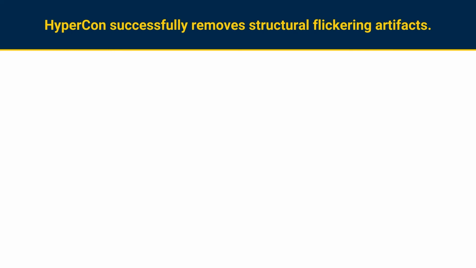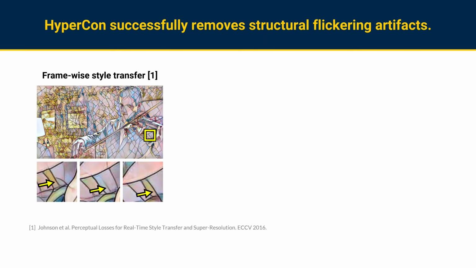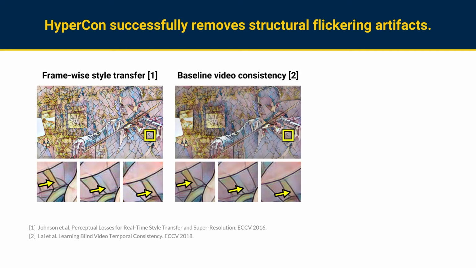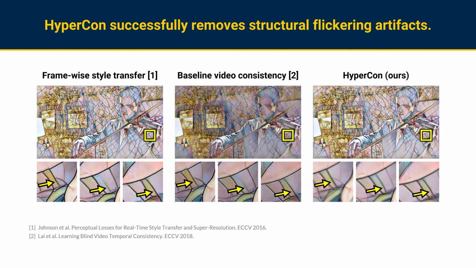For style transfer, we compared against applying an image style transfer model frame-wise, as well as post-processing the frame-wise results with a state-of-the-art video consistency method. We found that the baseline has a hard time removing structural flickering artifacts like edges, which you can see here by the line near the arrows disappearing and reappearing. It also distorts the stylized video by darkening the overall color profile. On the other hand, our method successfully reduces structural flickering by producing a consistent line across frames without darkening any colors.